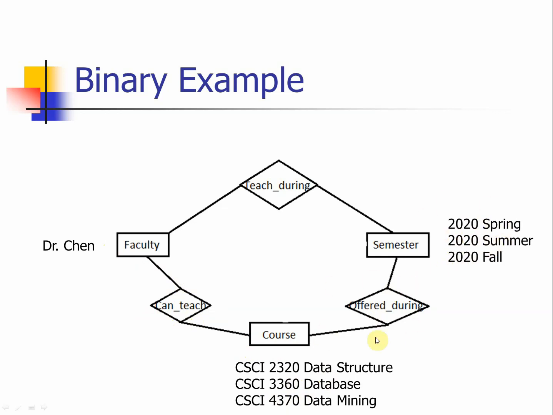This relationship indicates what courses are offered in what semester, assuming that all of these 3 courses are offered in spring semester and fall semester. It is not necessarily saying that all 3 courses are offered in the summer. In reality, among all these 3 courses, only data structure is offered in the summer.